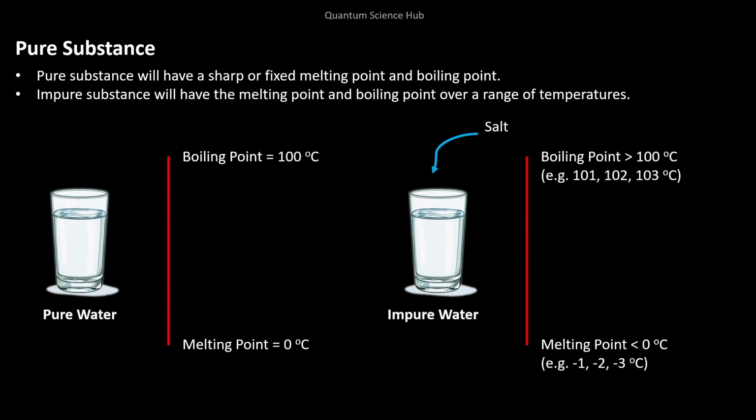The same thing also happens with the boiling point. When salt is added to water, its boiling point increases. The more salt you add, the higher the boiling point becomes. For example, it becomes 101, 102, 103 degrees Celsius. Or I can say both the value of melting and boiling point become a range, not a single fixed value anymore.